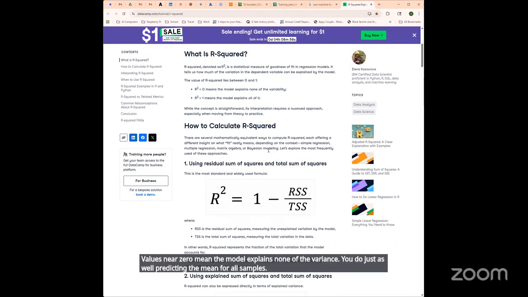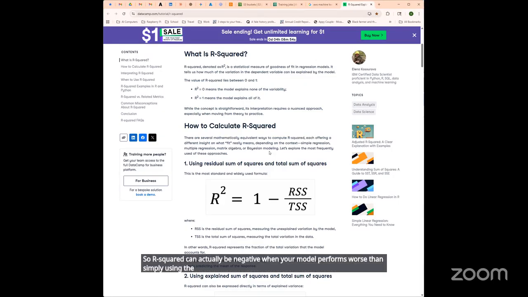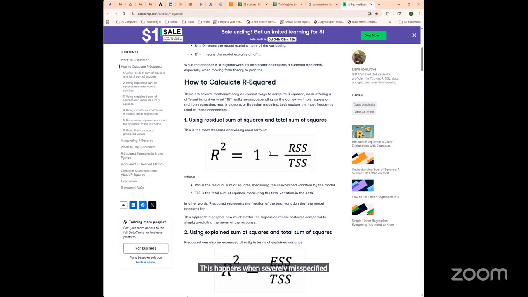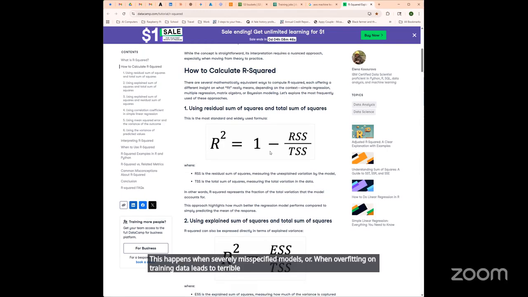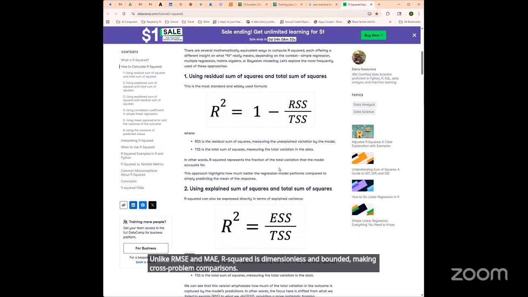R squared can actually be negative when your model performs worse than simply using the mean as every prediction. This happens with severely misspecified models, or when overfitting on training data leads to terrible test set performance. Use R squared to compare models and assess how much variance they explain. Unlike RMSE and MAE, R squared is dimensionless and bounded, making cross-problem comparisons more intuitive.